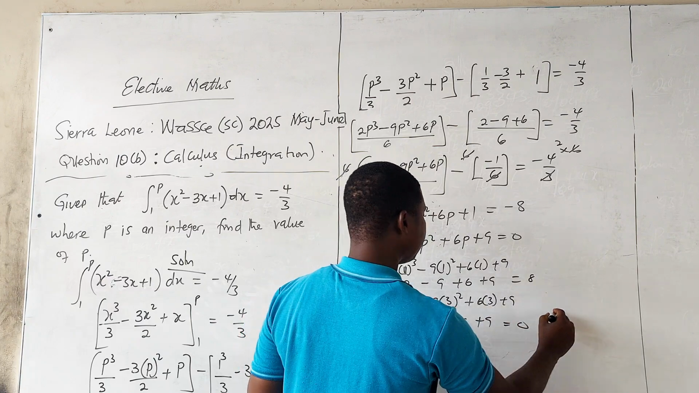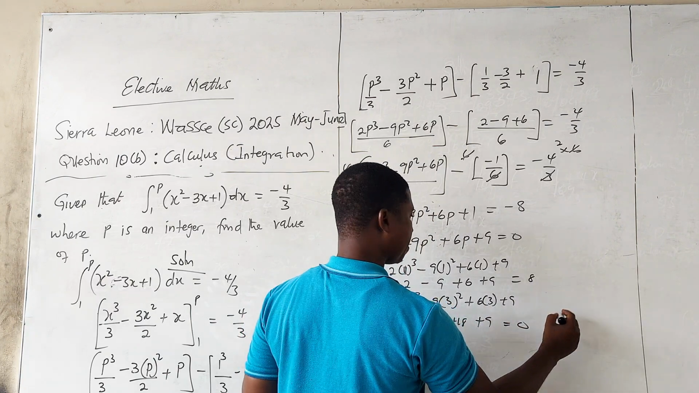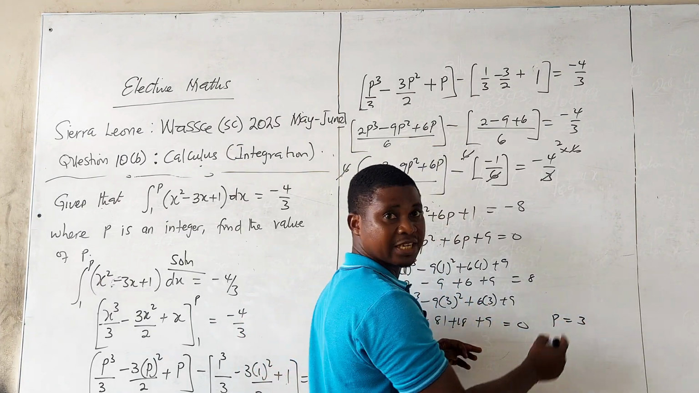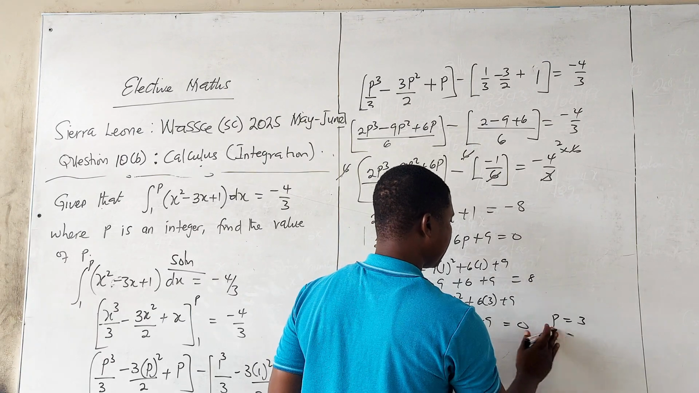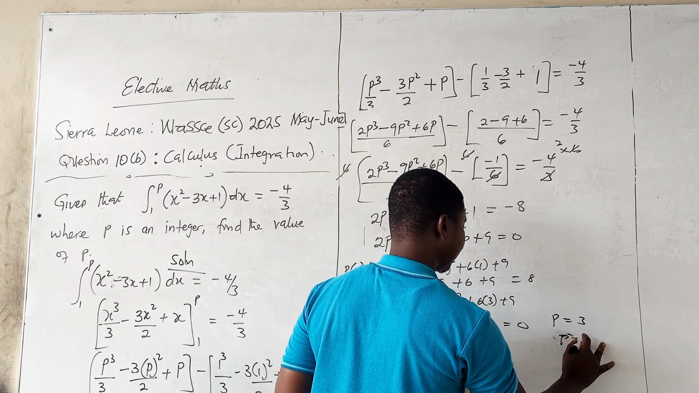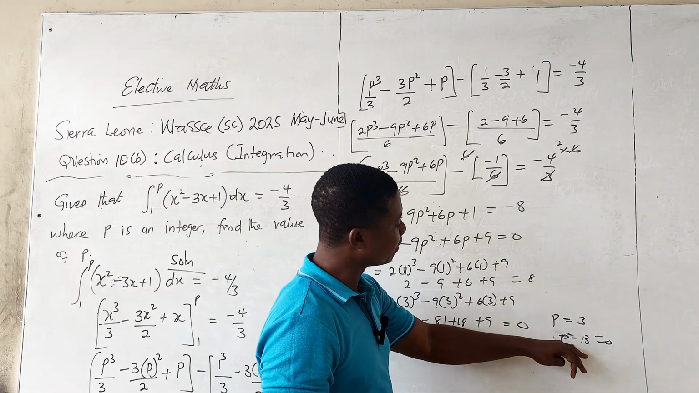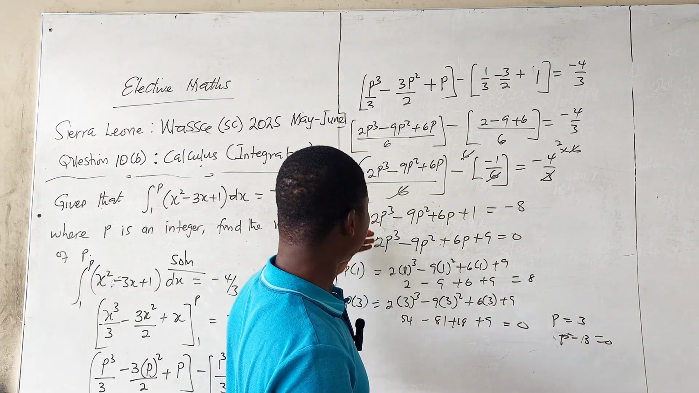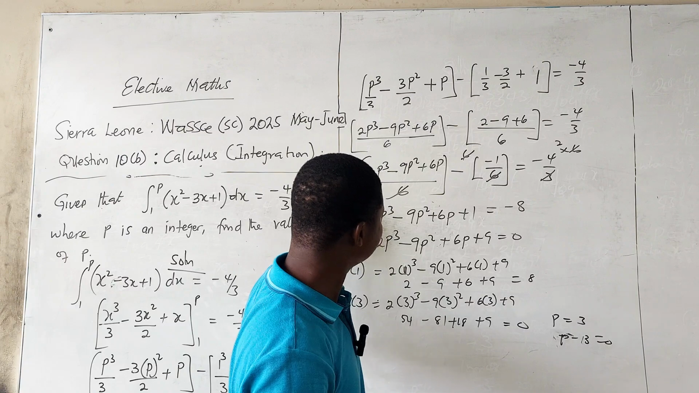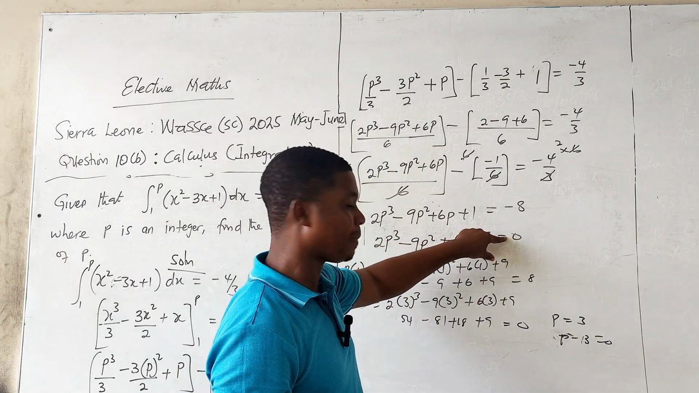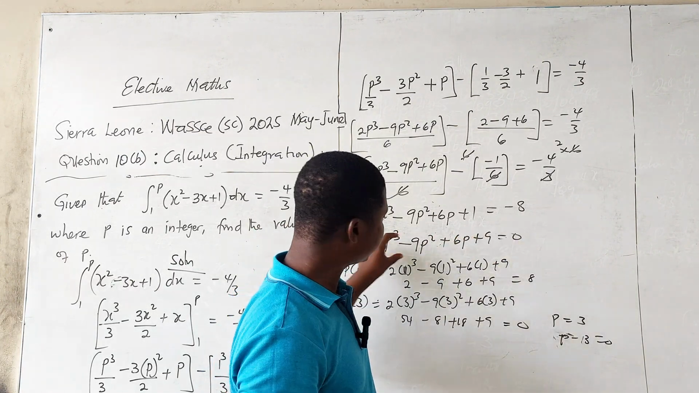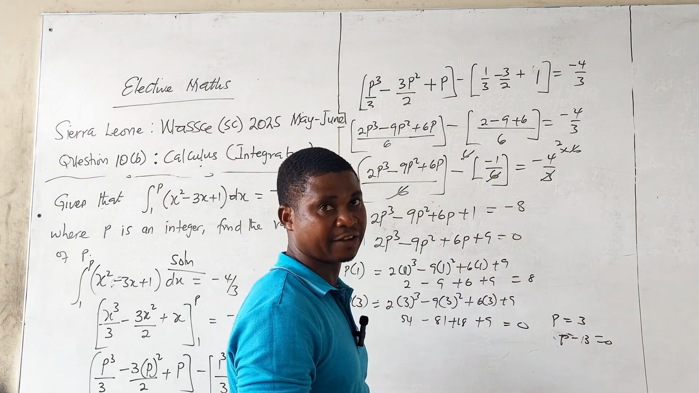So it means p equal to 3, which is the same as p minus 3 equal to 0. It's a factor. So if p minus 3 is a factor, then I need to divide this equation by p minus 3 to get the other factors.